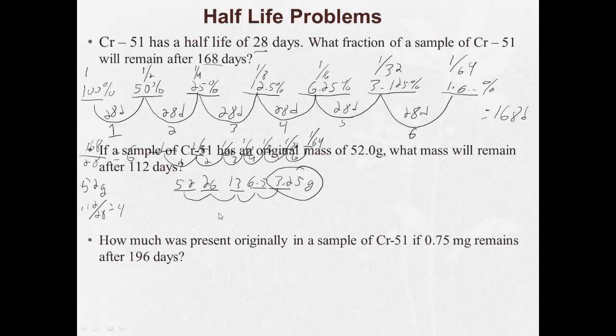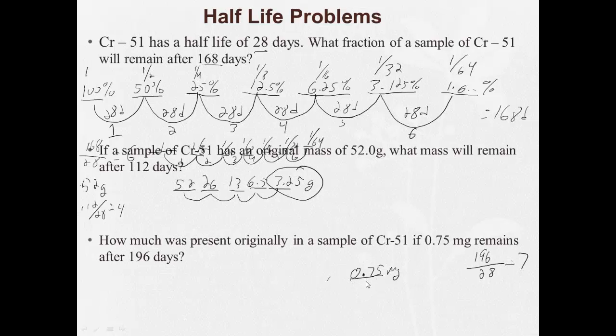All right, last example. Here we got to go backwards. How much was present originally in a sample of CR51 if 0.75 milligrams remains after 196 days? Okay, so now we're going to go backwards. So we're ending up with 0.75 milligrams. We have to figure out how many half-lives in 196 days. Well, 196 over 28 is going to be equal to 7. So we're going through 7 half-lives.